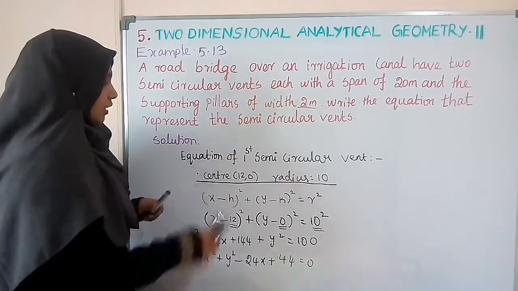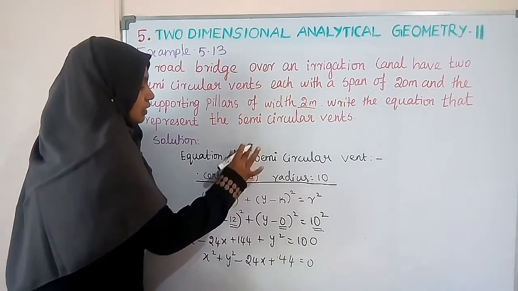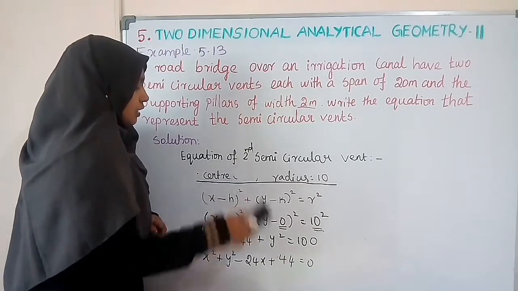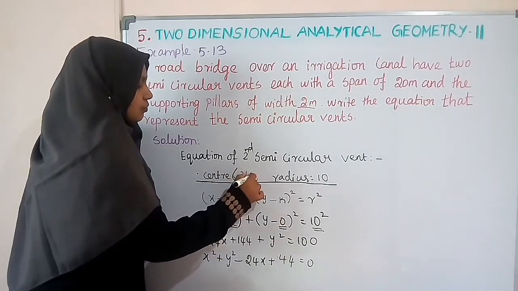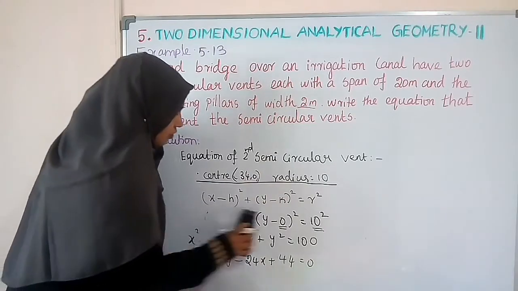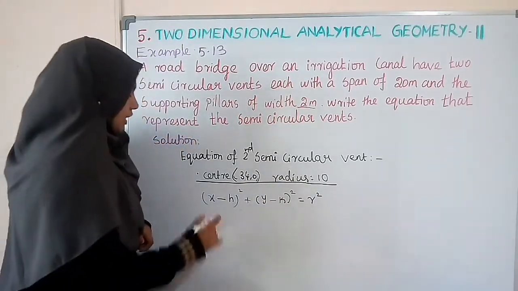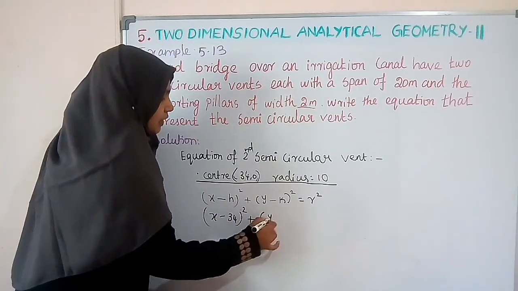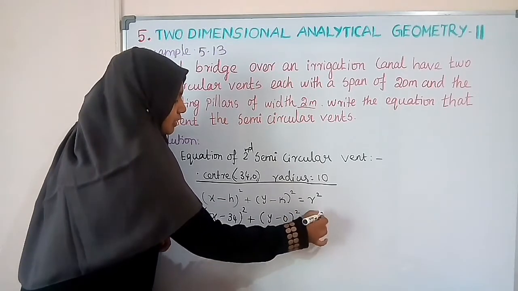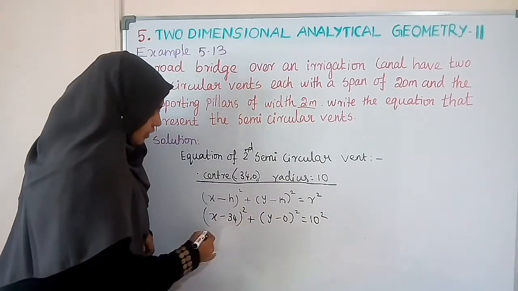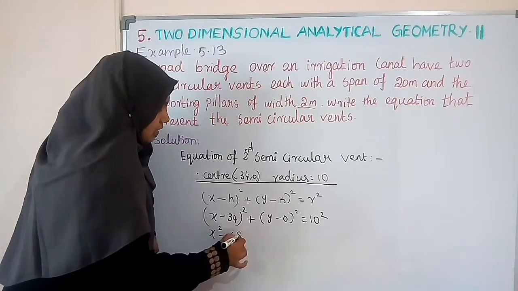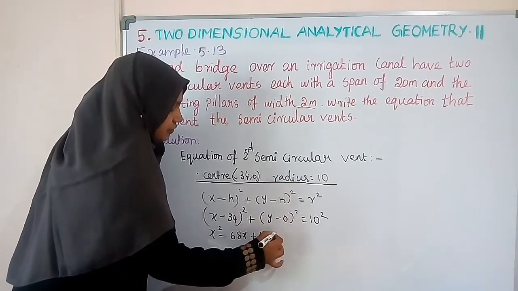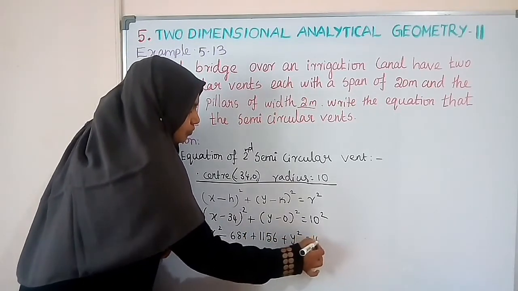So for the equation of the second semicircular vent, the center becomes (34, 0). So we have to change it as (x minus 34) whole square plus (y minus 0) whole square is equal to 10 square. Expand this. (x minus 34) whole square is x square minus 68x plus 34 square, which is 1156, plus y square is equal to 100.